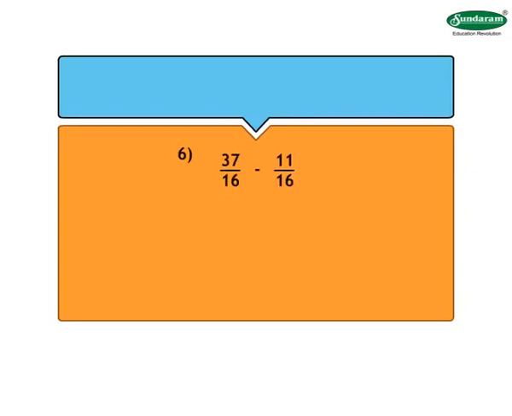Subtracting the numerator of the second fraction from the numerator of the first fraction and writing the common denominator as it is, we get 37 upon 16 minus 11 upon 16 is equal to 37 minus 11 the whole upon 16, which is equal to 26 upon 16. 9. 13 upon 19 minus 4 upon 19.